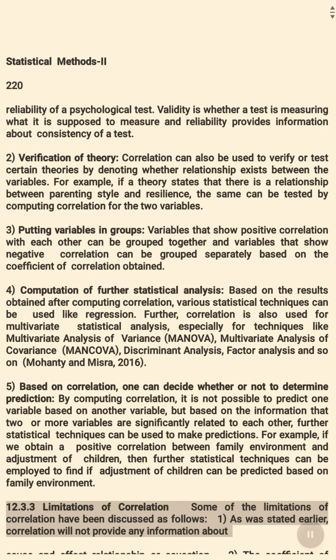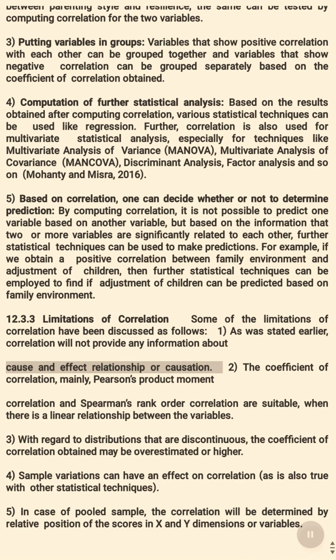12.3.3 Limitations of correlation. Some of the limitations of correlation have been discussed as follows. 1. As was stated earlier, correlation will not provide any information about cause and effect relationship or causation. 2. The coefficient of correlation, mainly Pearson's product moment correlation and Spearman's rank order correlation, are suitable when there is a linear relationship between the variables.